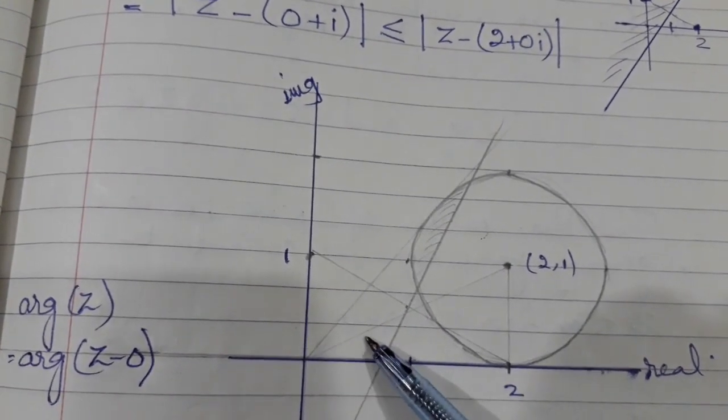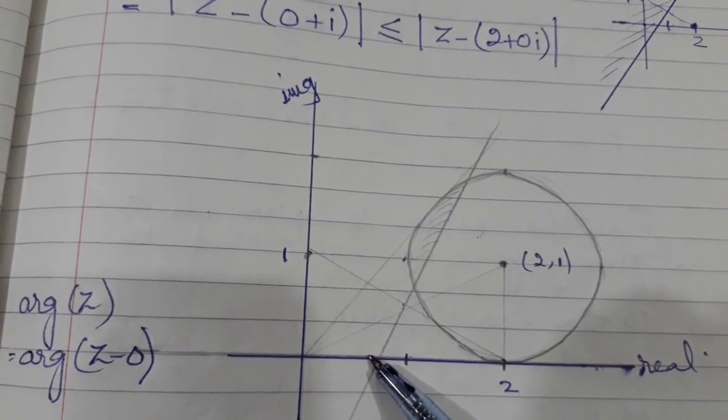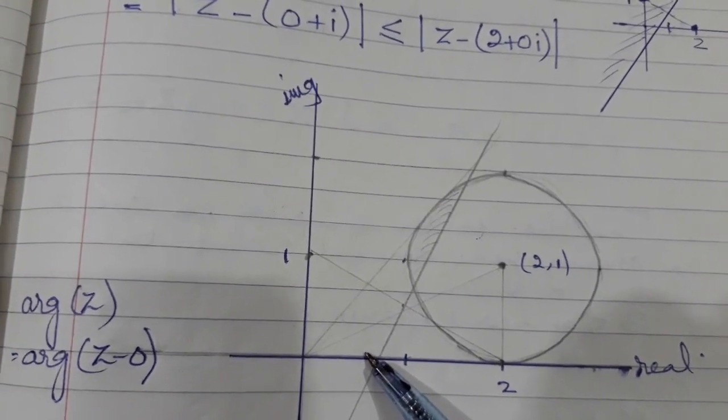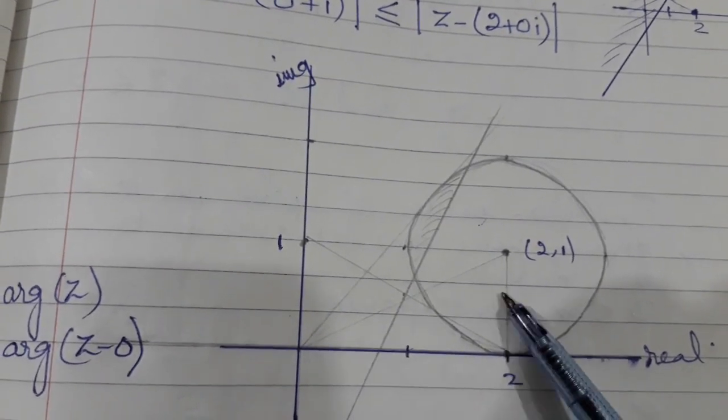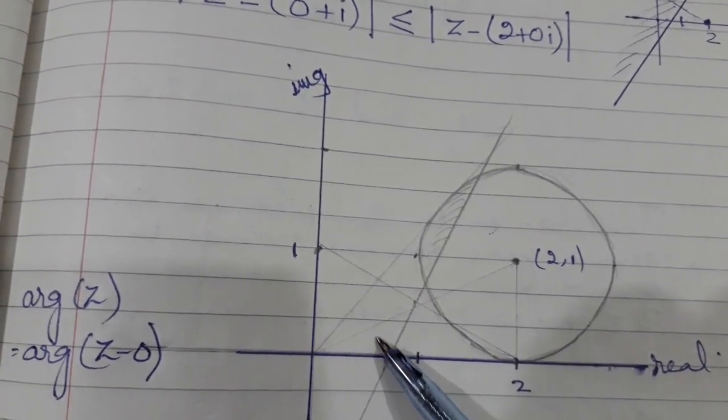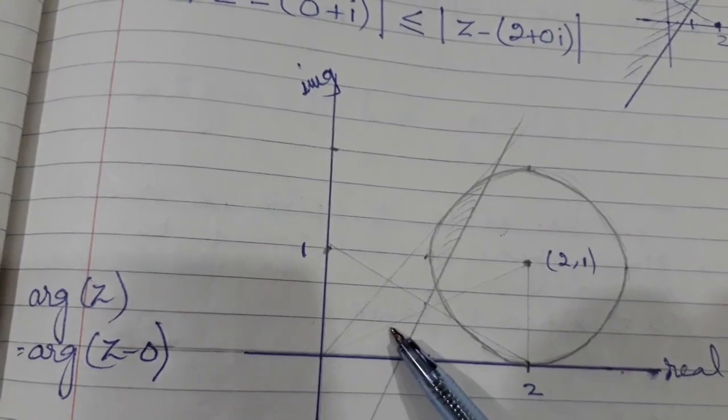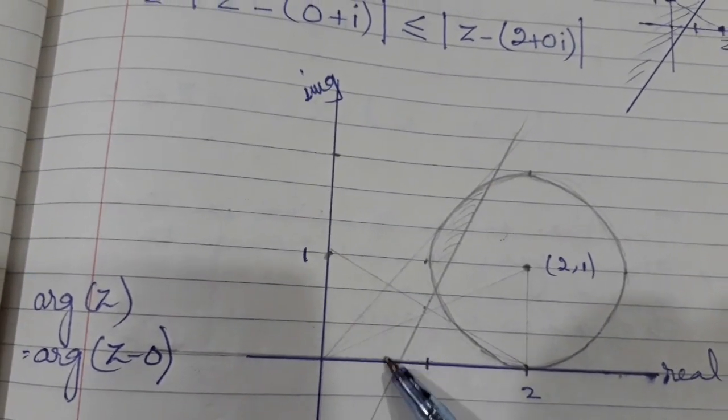do you think you can find out this angle easily? Using which trigonometric ratio? Tan, of course. Tan theta, this over this, will give you this angle. But we do not have to find this. We have to find this one.